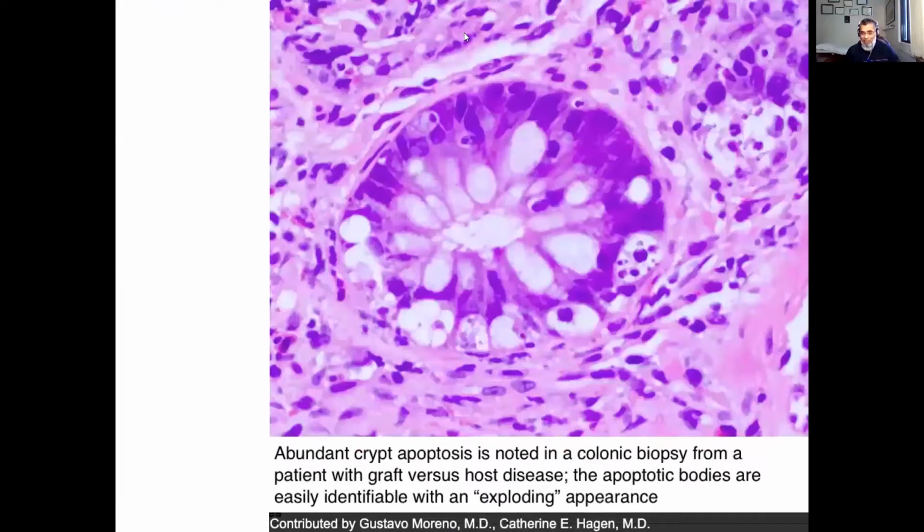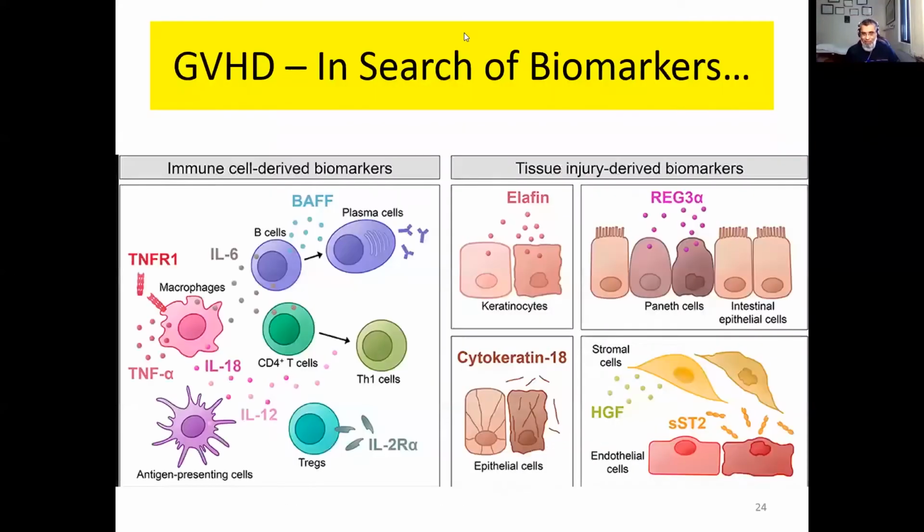You can see this crypt apoptosis, which is a classic feature of GVHD. But in many centers, the pathologist may not be very experienced, especially if your volume is low, with picking up gut GVHD. And this, anyway, comes out a week after your patient has already started suffering. So the decision you have to make to start immunosuppression is clinical.